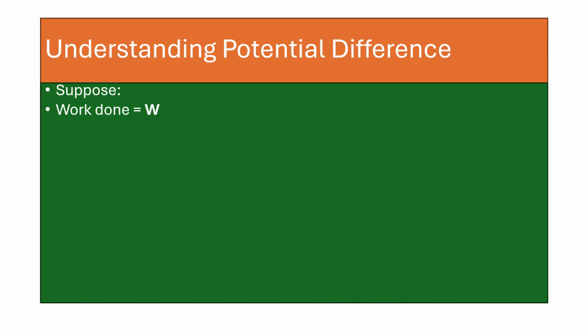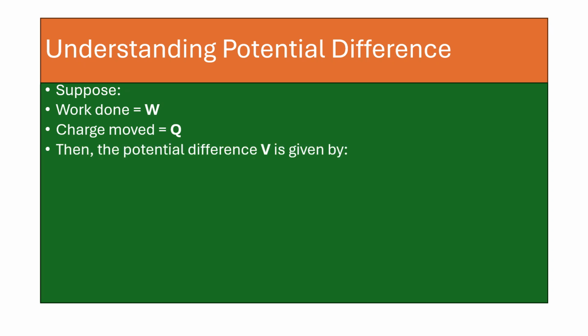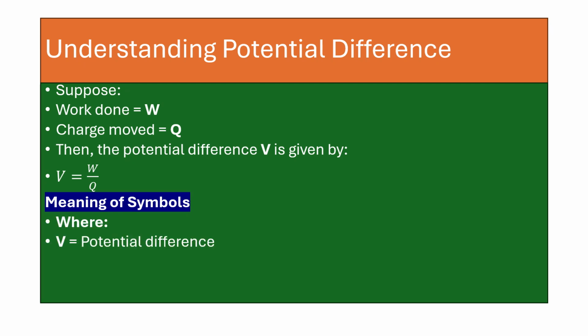Suppose work done is equal to W. Charge which is moved, that is Q. These are the symbols as I've explained to you previously. So potential difference here will be given by W upon Q. So what is V here? V is basically the potential difference. We will be studying about the voltage. Then W is the work done. Q is the charge. So what is the meaning of these symbols? Again, I'll repeat it. V is potential difference, W is work done, and Q is electric charge.